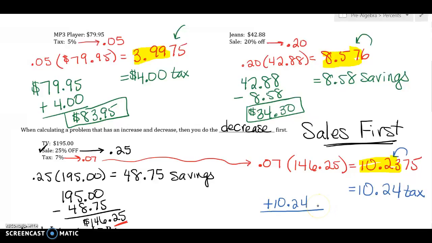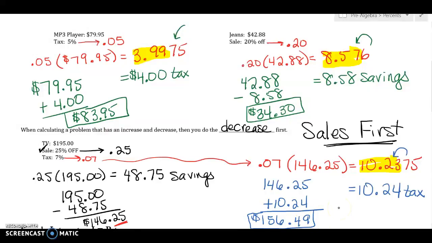Now I know that I add tax, but the question is, what do I add the tax to? Do I add it to my original price of the TV, the $195, or to my sale price of the TV, $146? You're right if you said your sale price, $146.25. And so now, after my sale and with my tax, I'm going to be paying $156.49. Not 51 cents, but 49 cents. Let's erase that. So that's the final answer. That's with the sale and with the tax.